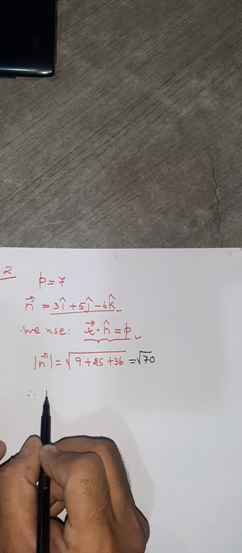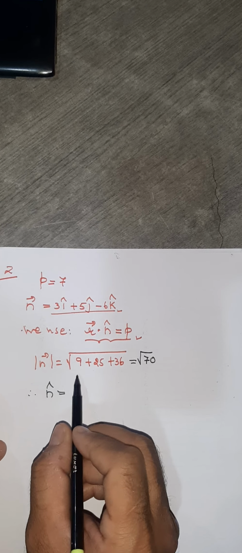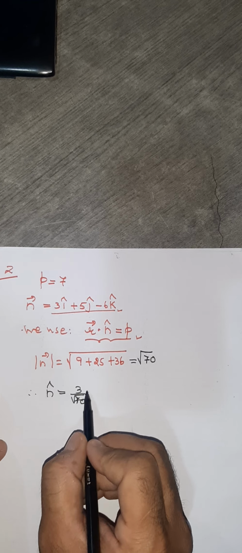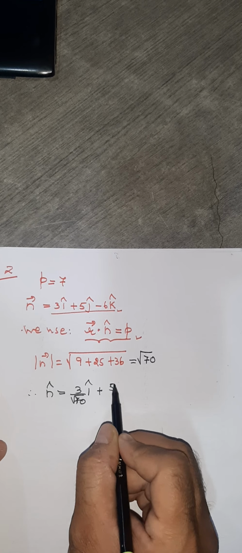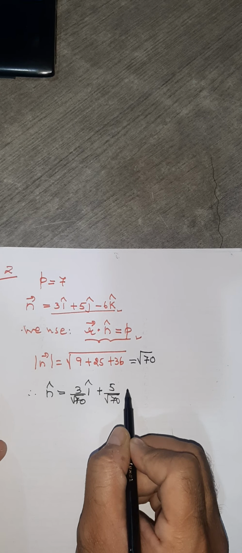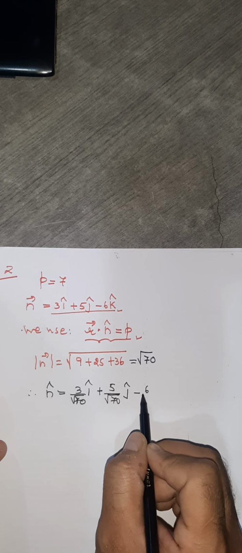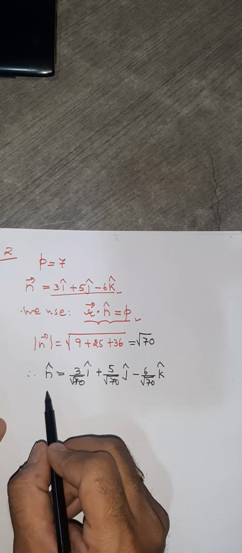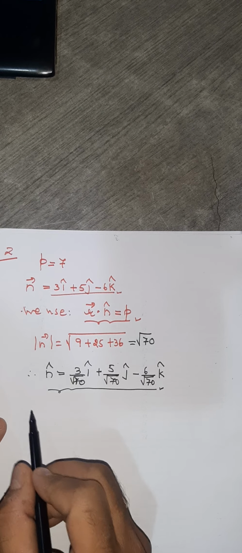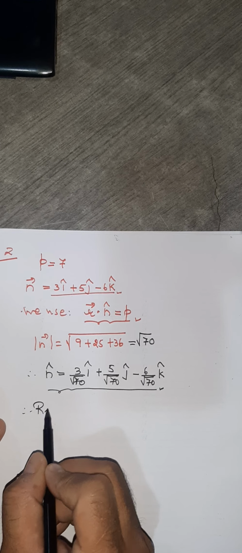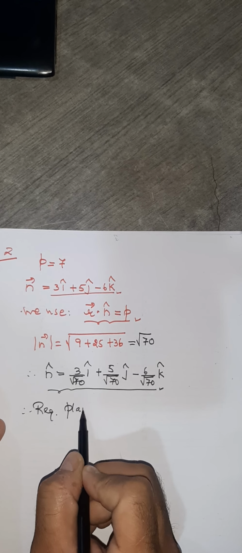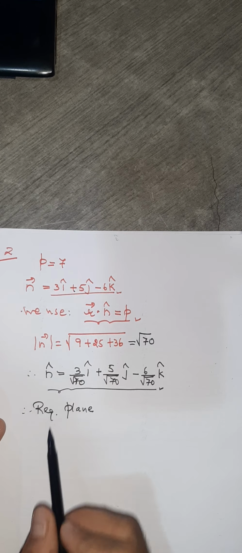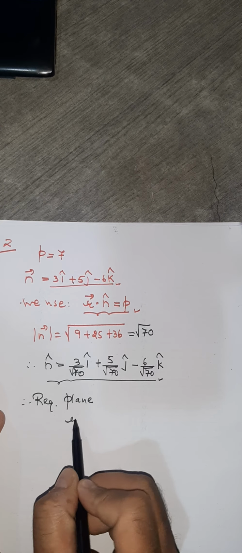So your n cap will be 3 by root 70 i plus 5 by root 70 j minus 6 by root 70 k. Fine. This is nothing but the n cap. And therefore the required plane means what? Plane whose normal is this and the distance from the origin equals 7 is this.